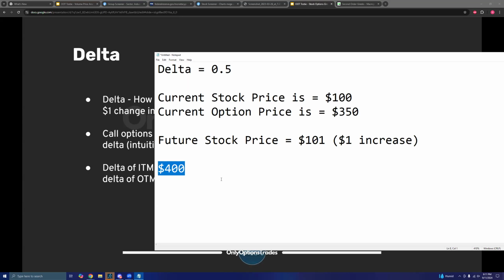Now, delta in general is pretty simple when outlined this way. Just like anything in the options world, there's always more to the story. But does this first example generally make sense to everybody? Happy to rehash it if you guys like.